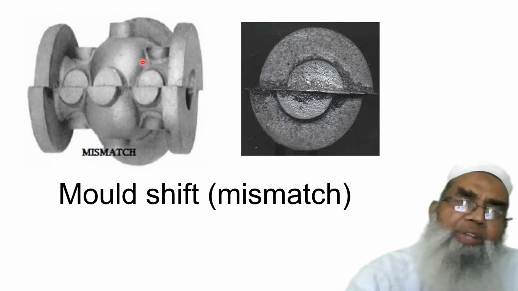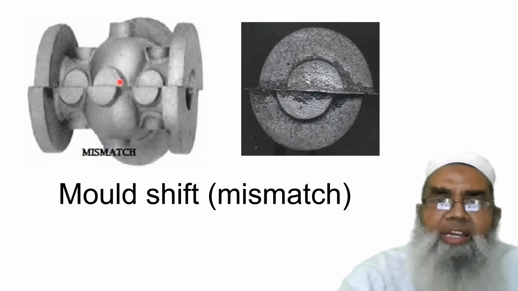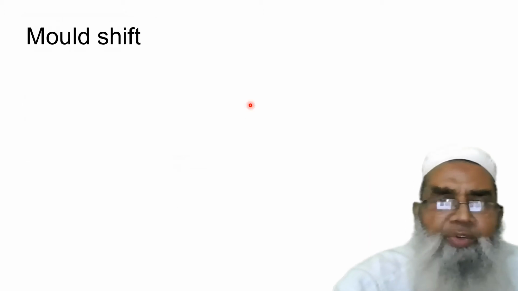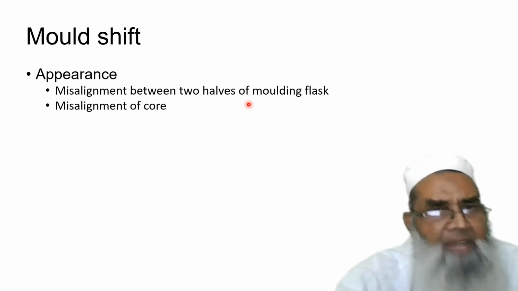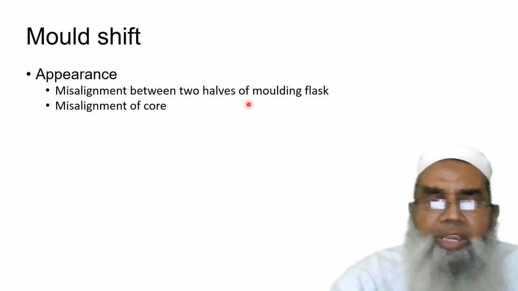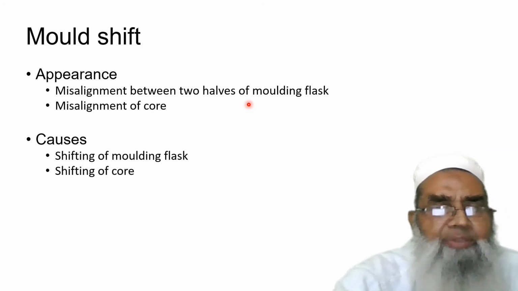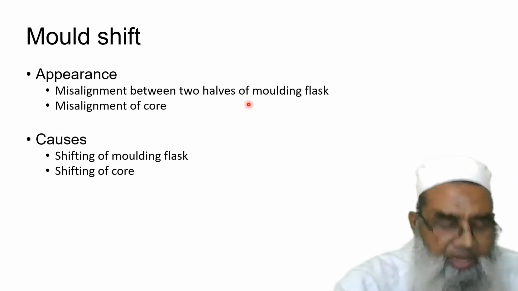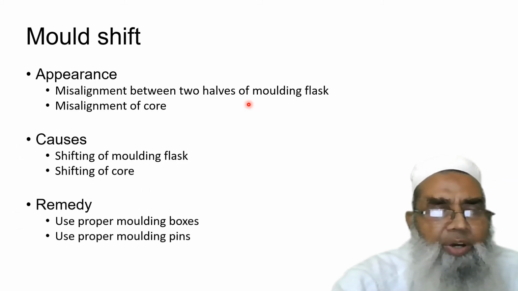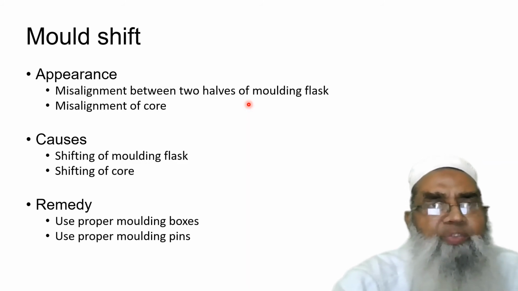Now, mold shift, it is also known as mismatch. These two parts are not properly aligned. They look like this, they are not properly aligned. Mold shift can be due to misalignment between the two halves of the mold or misalignment of the cores. This will also cause mold shift, and the shifting of the mold flask and shifting of the core will give a defect like mold shift. Therefore, you should use a proper mold box and proper molding pins so that they are properly aligned and there is no defect like mold shift.